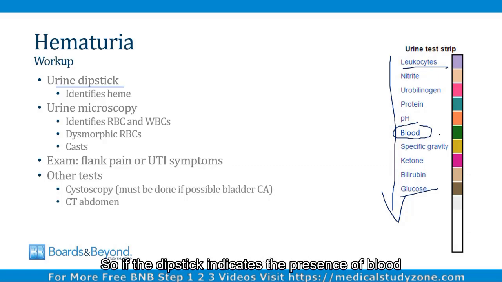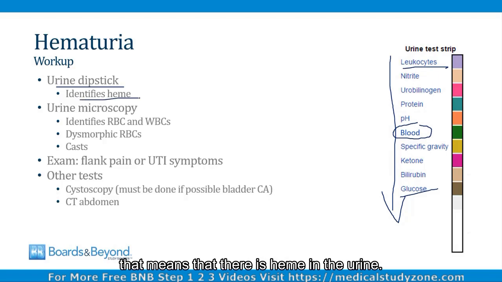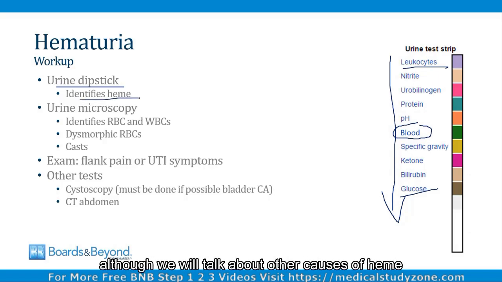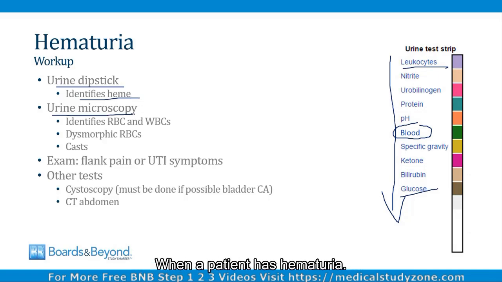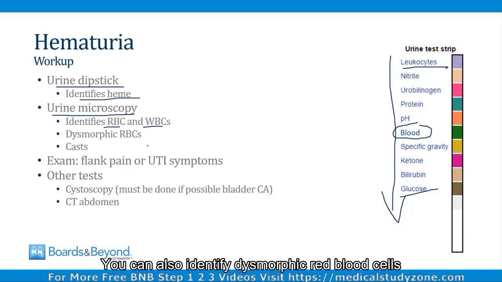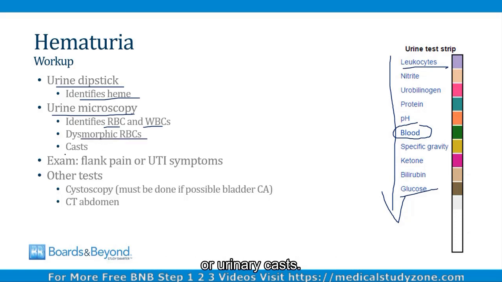So if the dipstick indicates the presence of blood, that means that there is heme in the urine, and that usually means there is hematuria, although we will talk about other causes of heme in the urine later in this video. You want to look at the urine under the microscope when a patient has hematuria. This allows you to see red cells and white cells. You can also identify dysmorphic red blood cells or urinary casts.